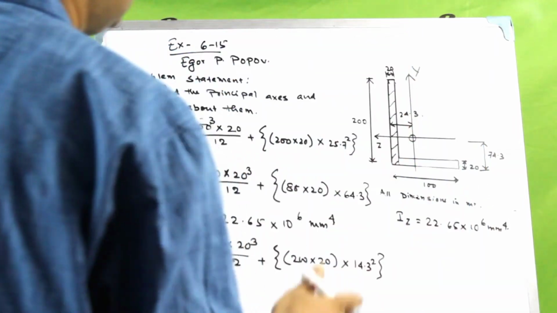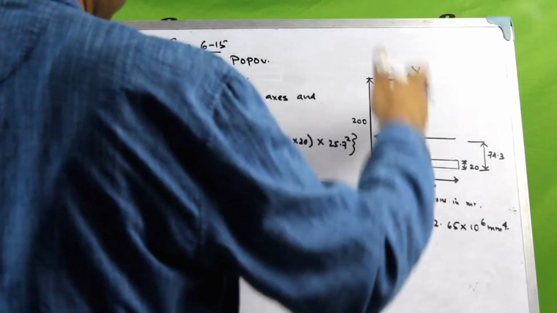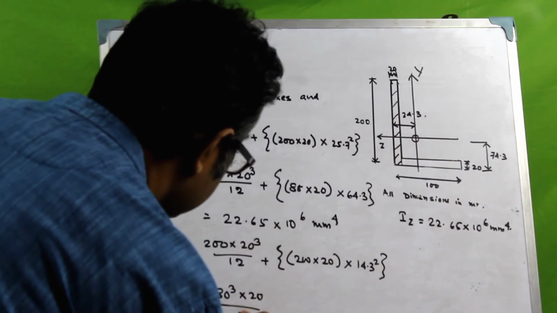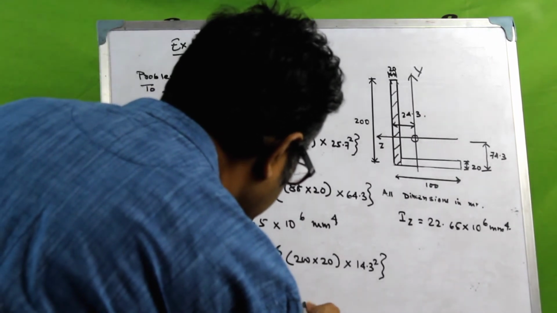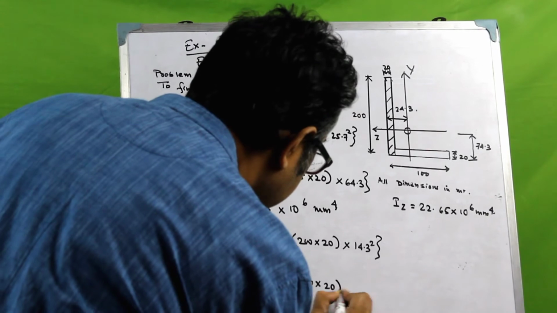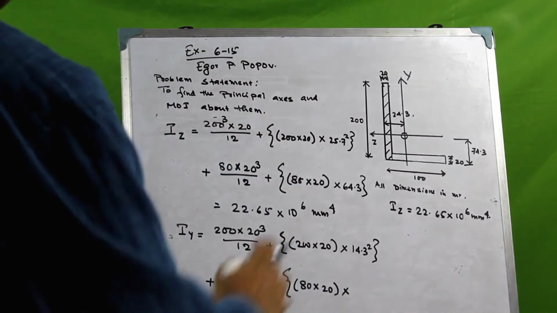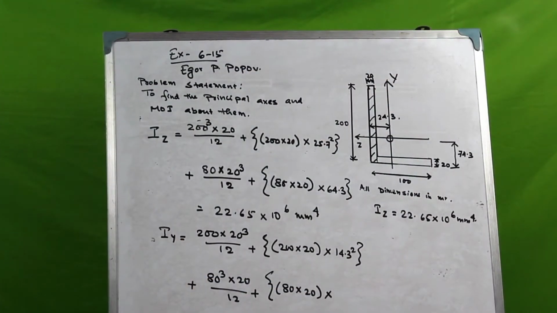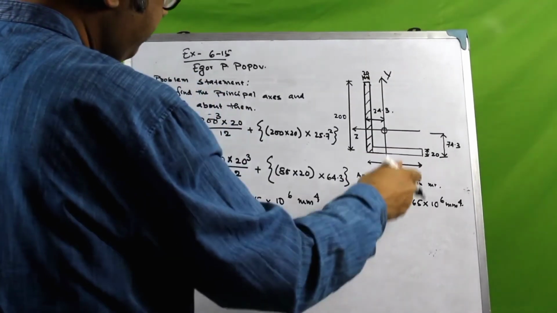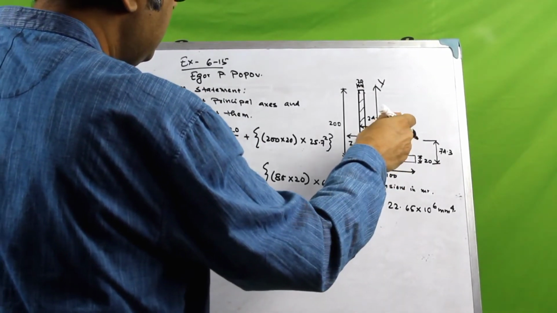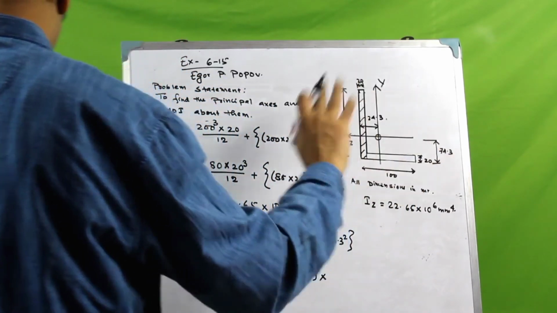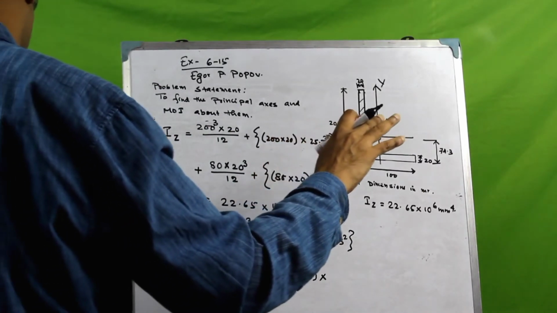And then for this, the centroidal axis would be passing through somewhere around here. So in this case, we have the cube over 80 into 20 by 12 plus 80 into 20, right? And that's the area multiplied by the square of the distance. So this would be now 80 into 20. So this distance would be what? This distance would be, so 80, so half of it, 40, plus 10 is 50. 50 minus 24.3.